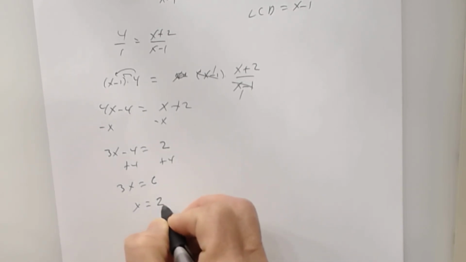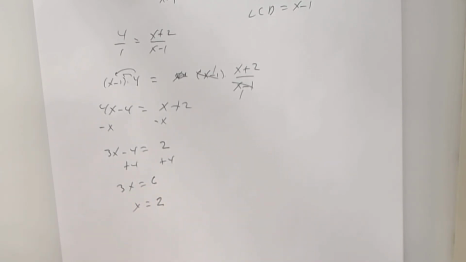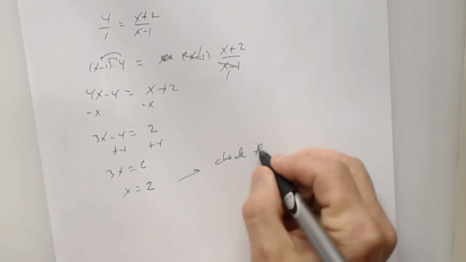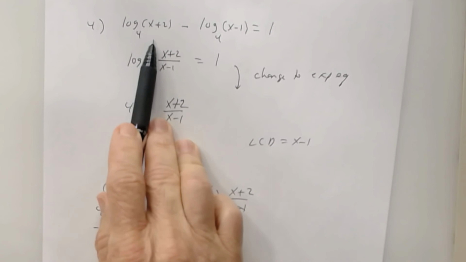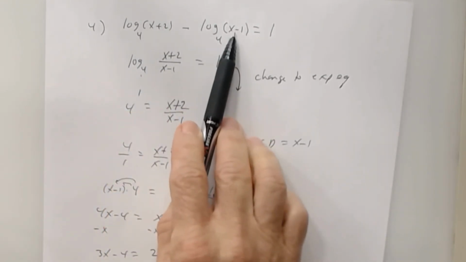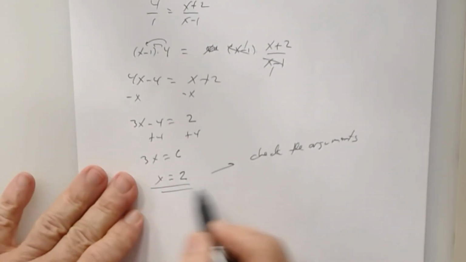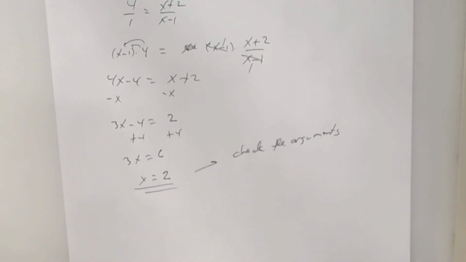I got to check though, right? You got to make sure that 2 still makes the argument what kind of number? Positive. So you must check the arguments. What's 2 plus 2? We're good so far. What's 2 minus 1? 1. Still positive, right? So what's my solution? x equals 2. All right. So I gave you 4 problems.